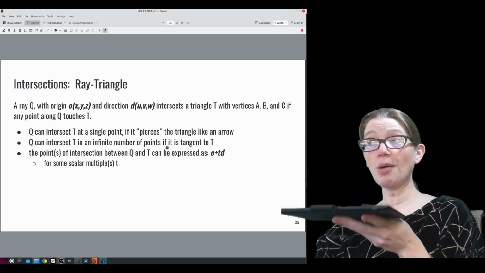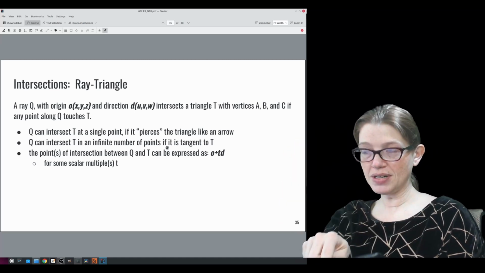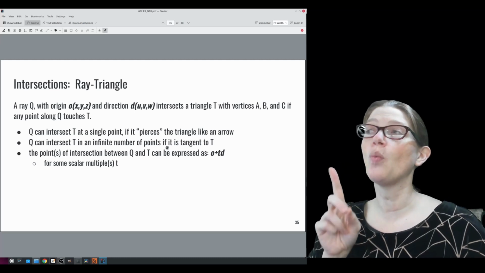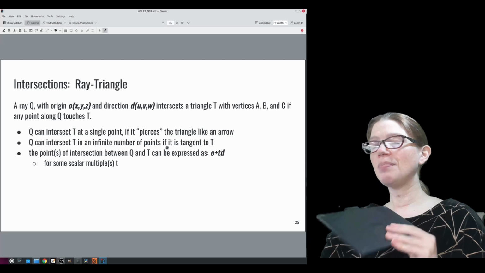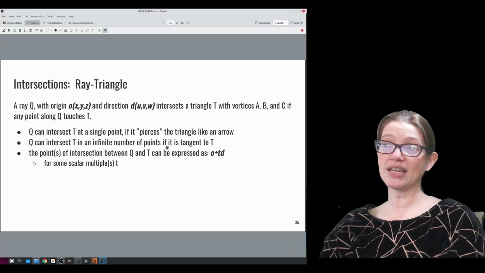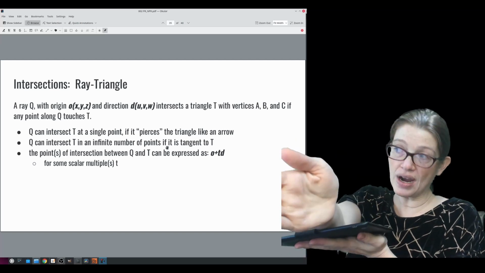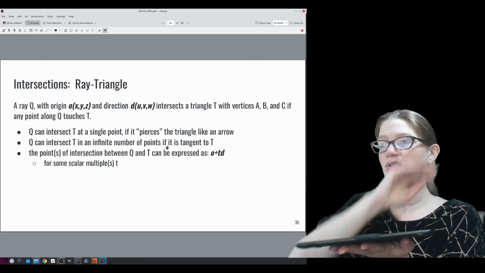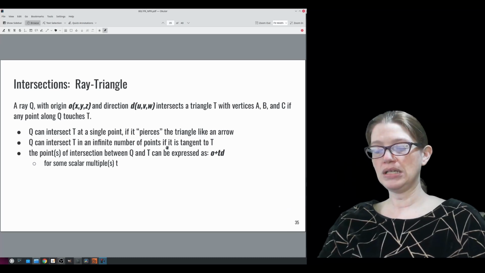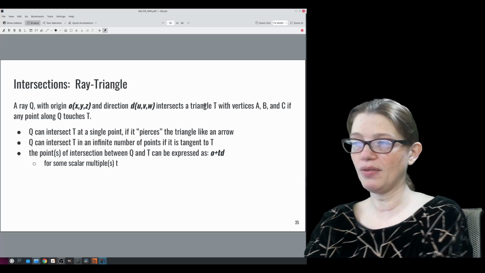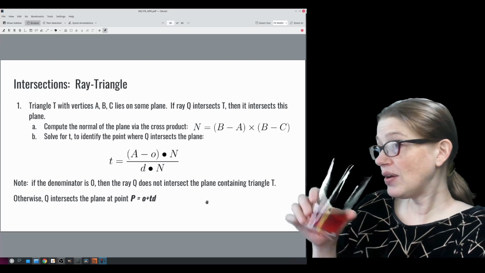So there's also the possibility that the ray pierces the triangle. If it pierces the triangle, it will intersect it in exactly 1 spot. There's also the possibility of an infinite number of points of intersection, and that is if the ray lies on the plane and on the triangle, which means potentially an infinite number of points. So, computing this is a little bit harder.